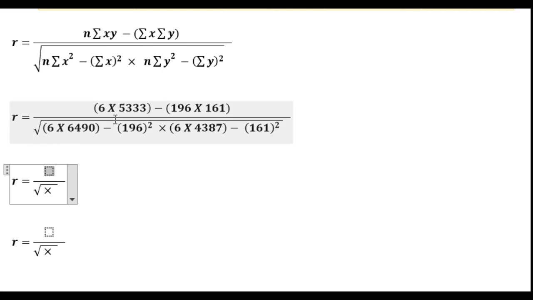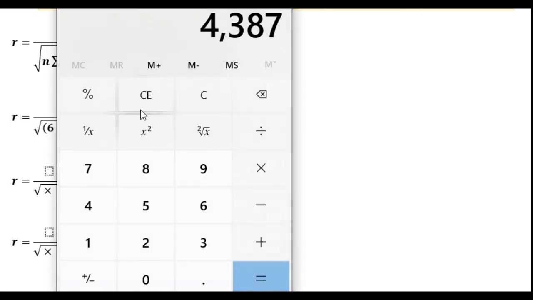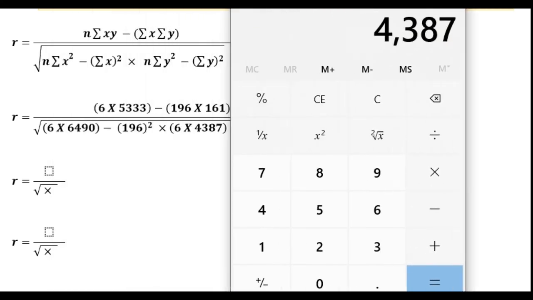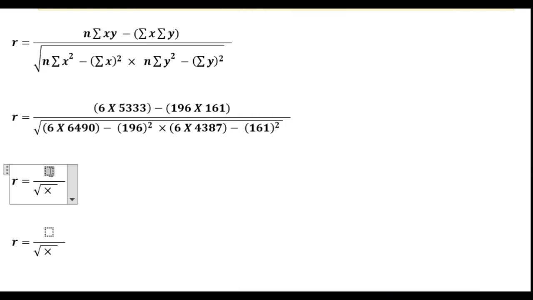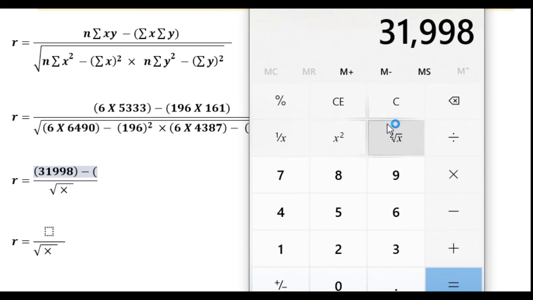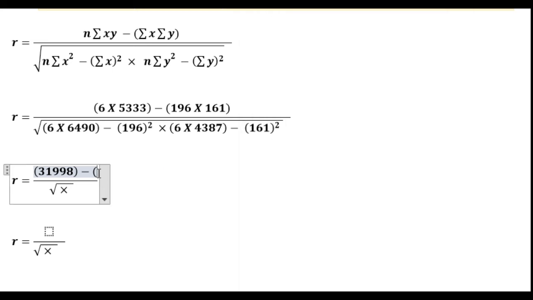First calculation you need to do is 6 into 5333. So let me use my calculator, you can use your calculator, which is 6 into 5333, which is equal to 31,998. So I'll write the first value, which is 31,998. 31,998 minus 196 into 161, which is equal to 31,556.